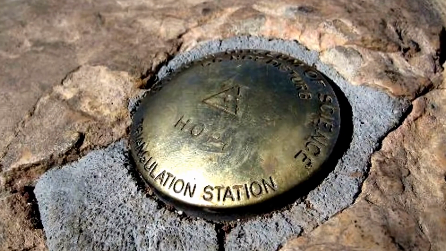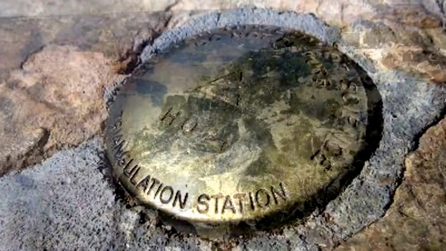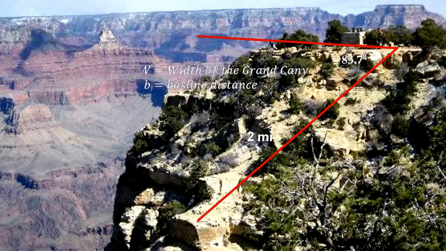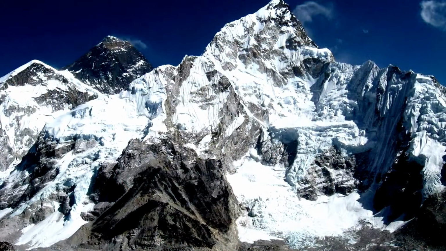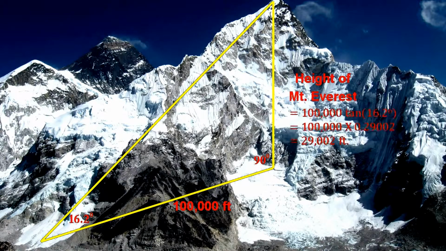In 1902, an extended survey of the Grand Canyon was conducted. The survey found that the Grand Canyon is 277 miles long and up to 18 miles wide. In 1856, the Great Triangulation Survey of India established the first published height of Everest at 29,002 feet.